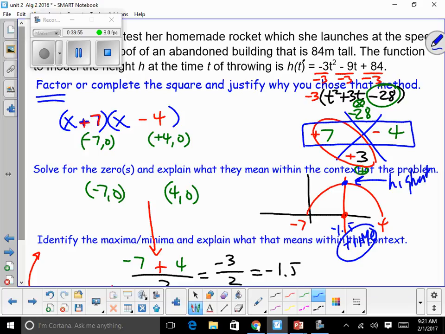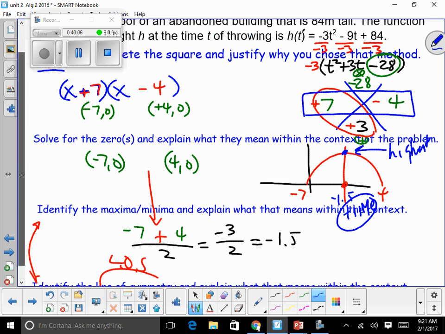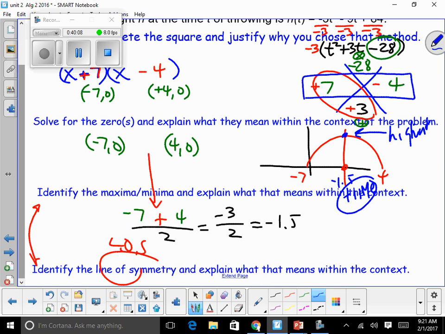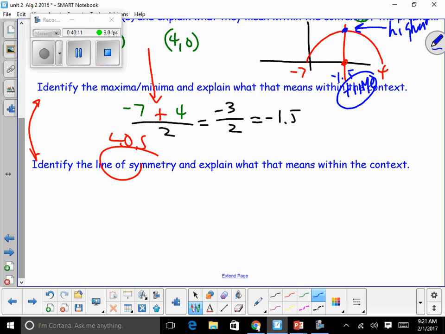The maxima, which again, I should have written this part up here, but it's down here. So for the line of symmetry at the end right now, the line of symmetry does have to be written as an equation. It has to be written as x equals negative 1.5.